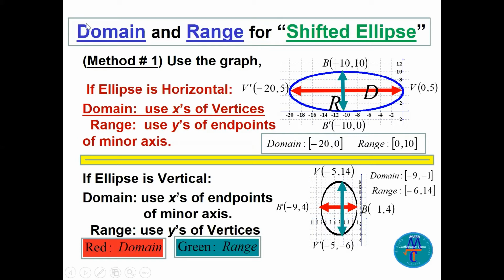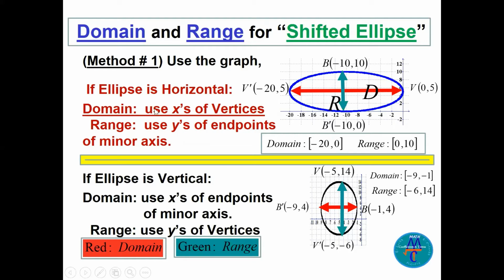Method number one has two cases for sure, because the ellipse can be horizontal like this, or the ellipse can be vertical. There's a little change here. So let's go to the first one. If the ellipse is horizontal, and remember from the algebra we have seen, the domain is the values of the x, and the range is the values of the y. So if I need the domain in this ellipse, I can read here.